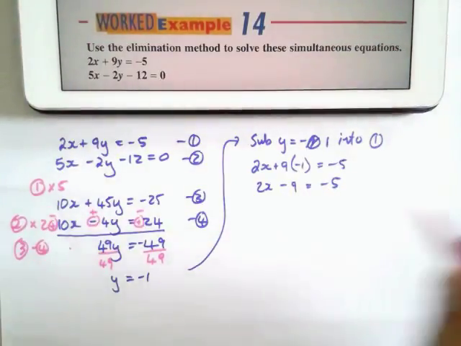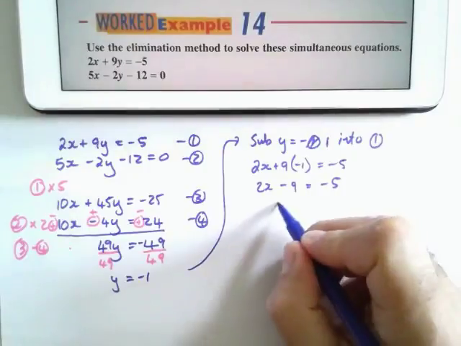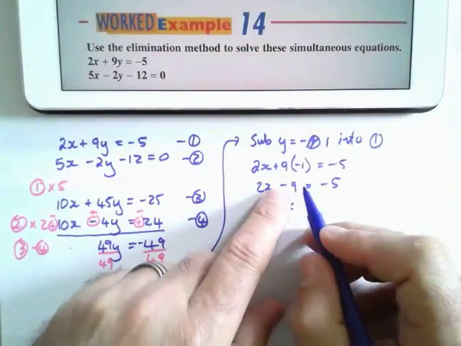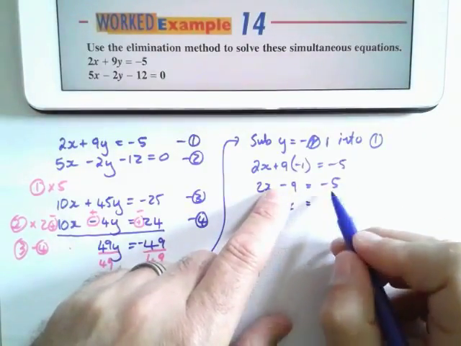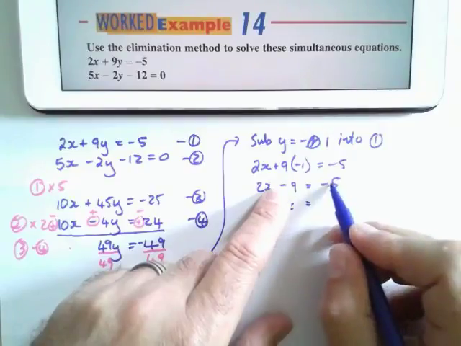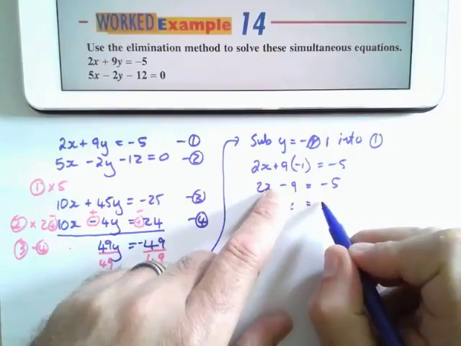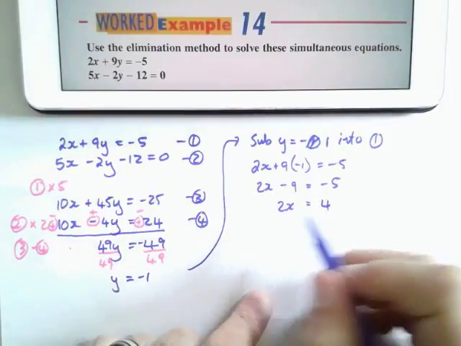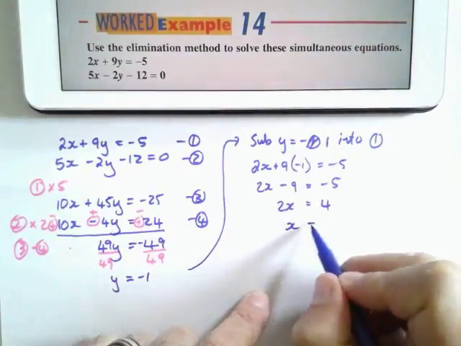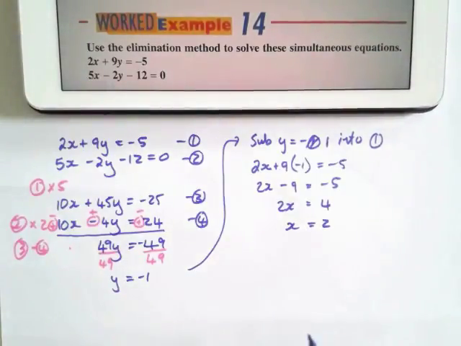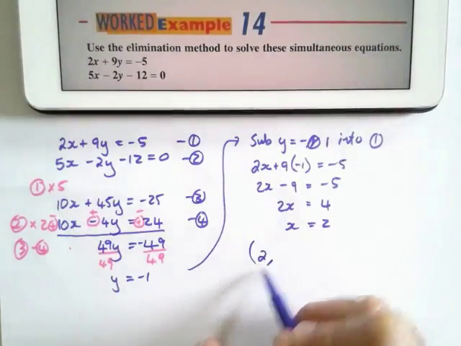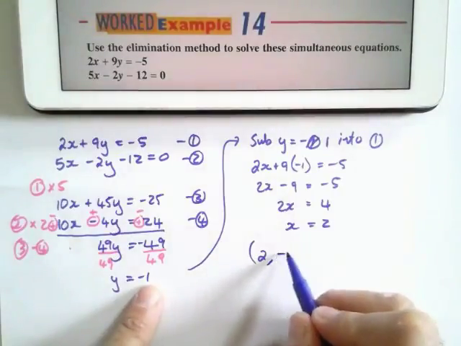I add 9 on both sides. Negative 9 plus 9 is 0. Negative 5 plus 9 equals 4. I'm going to divide by 2 on both sides, so x equals 2. So my solution is x equals 2 and y equals negative 1.